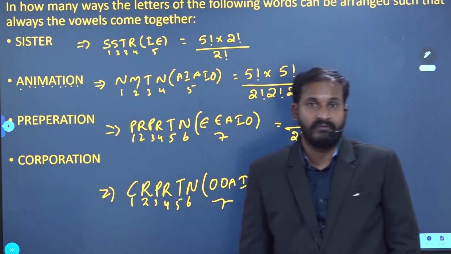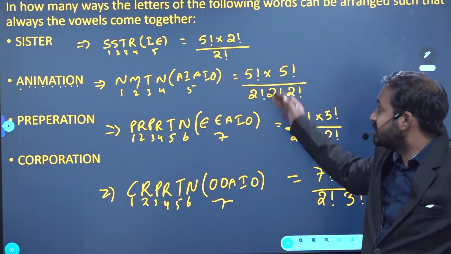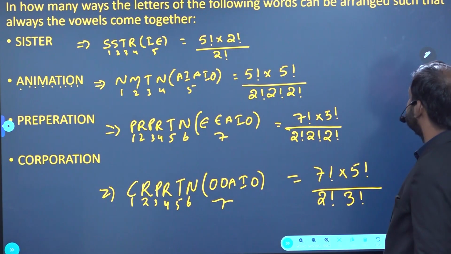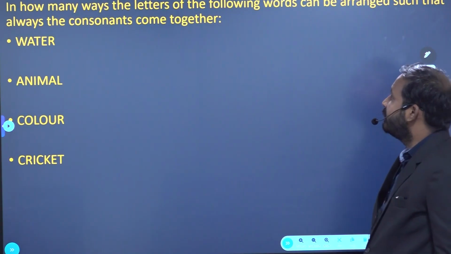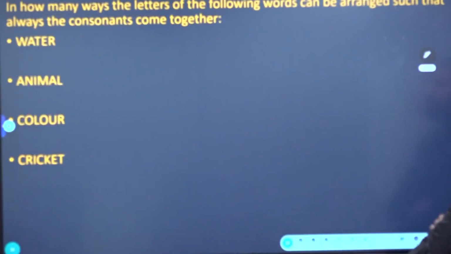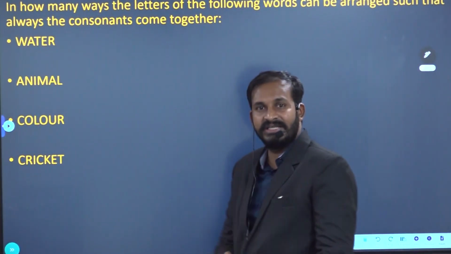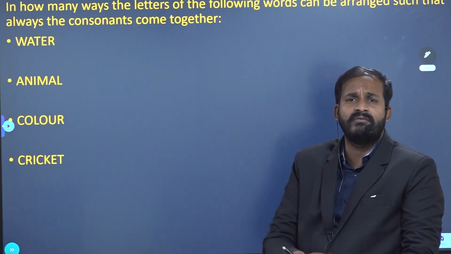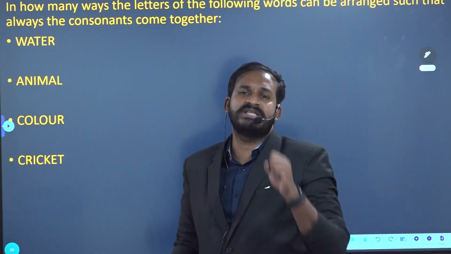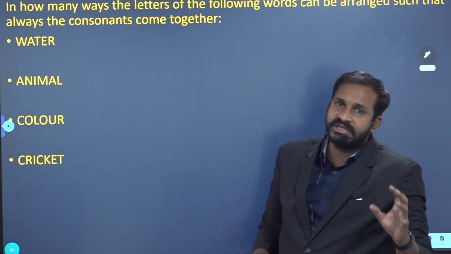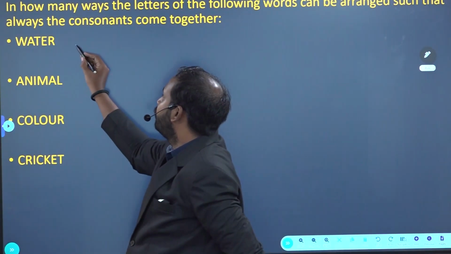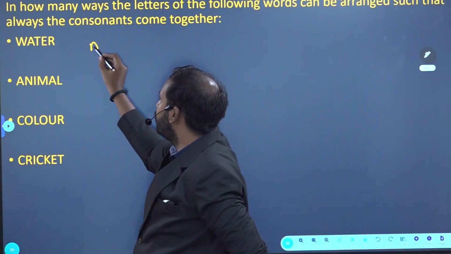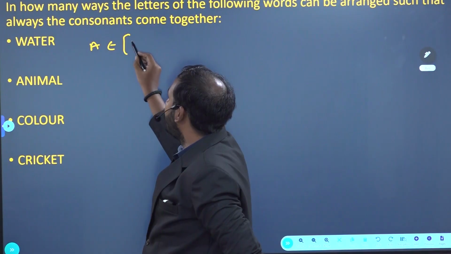Vowels come together. Vowels should always come together, this is the process. Now similarly, next one. In how many ways can the letters of the following words be arranged such that always the consonants come together? See here, earlier what it was? Vowels come together, right? Now here it is consonants come together. So now we are going to make consonants as a group. First, in that case, we wrote all the consonants first, right? So in this case we should write all the vowels first, A and E, and consonants as a group.